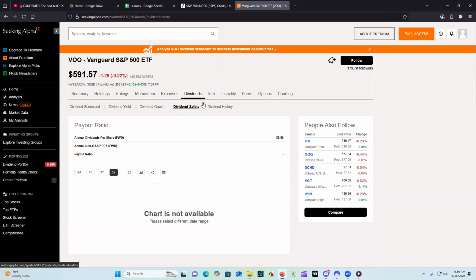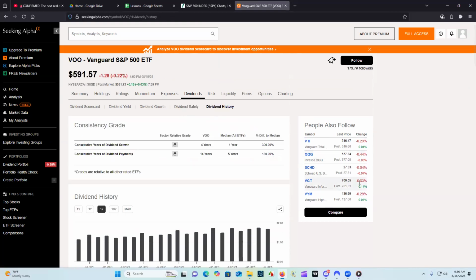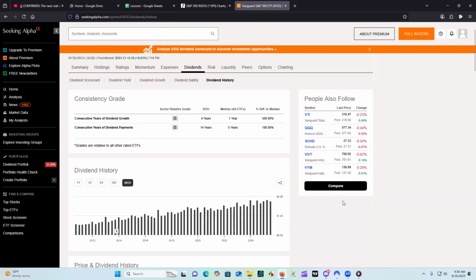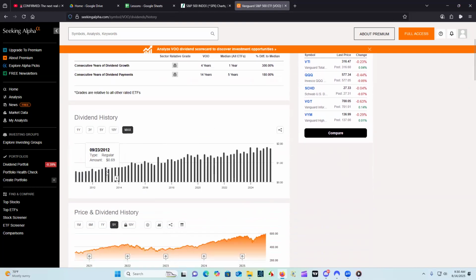The dividend safety, this is not going to show anything, but for dividend history, also look at the 10-year, maybe the max over time. I want to see that they've been paying dividends through all time. I mean, it's been going up, down, up, down, up, down. But overall, if you draw a line from here to here, it's going left to right. It's going up, right? So that's what you want to see also.